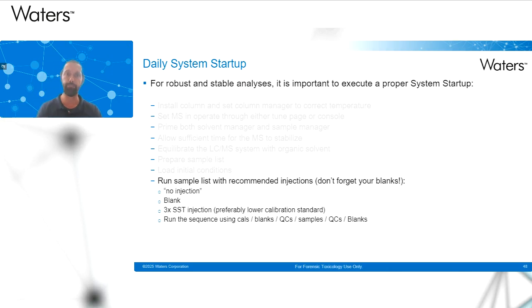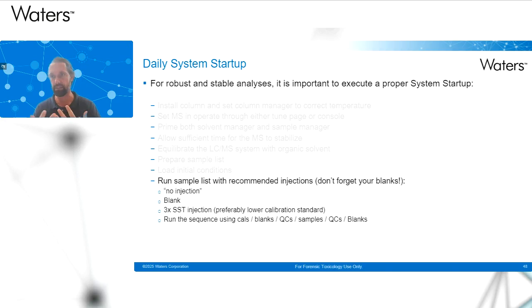Then the next one, a blank injection, meaning if there was a peak showing there, it could mean that there was some contamination introduced during the sample prep, followed by a few system suitability test injections, preferably either a low calibration standard or even a solvent standard.